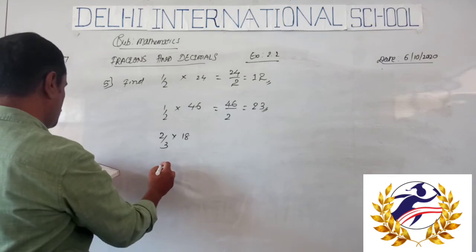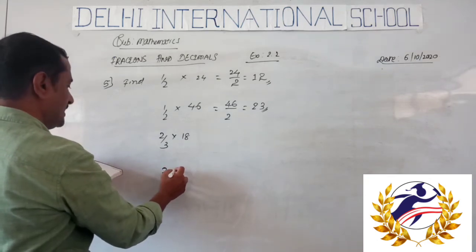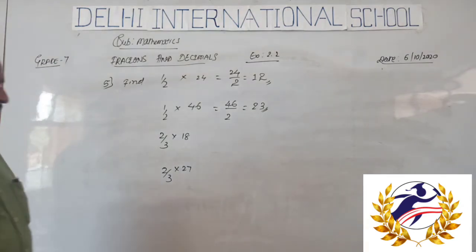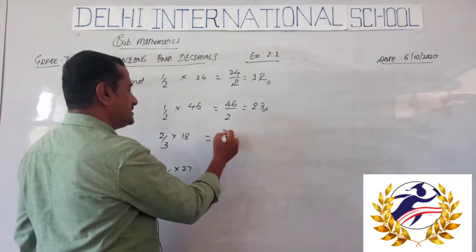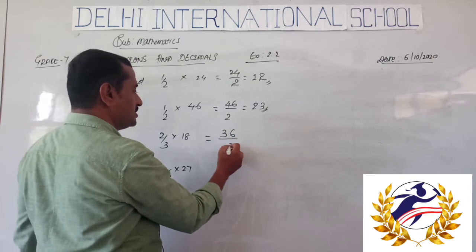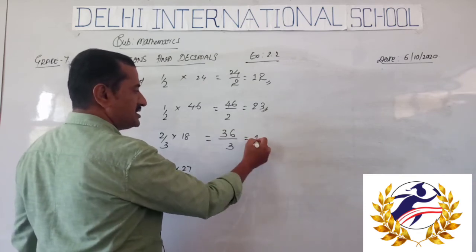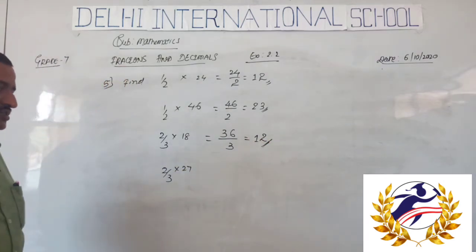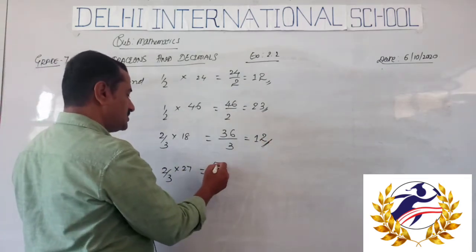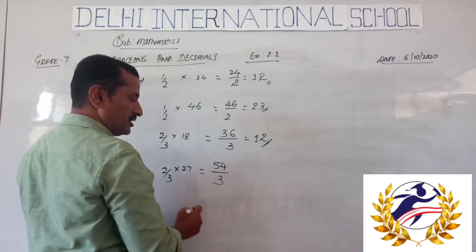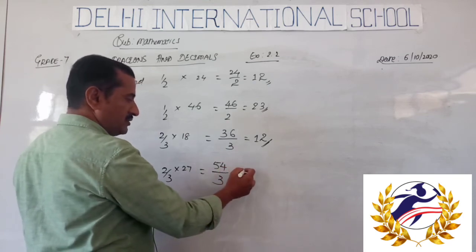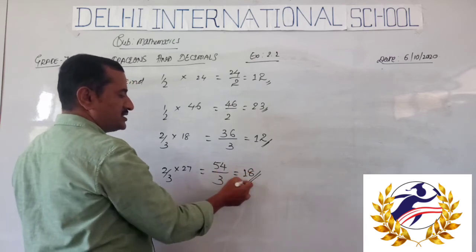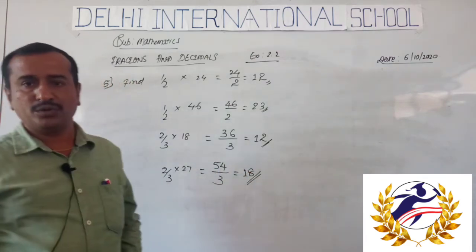Okay. Next one, 2 by 3 of 18 and 2 by 3 of 27. This is also the same method. 2 18s are 36 divided by 3. So 3 1s are 3, and 3 2s are 6. So 12 3s are 36. The answer is 12. 27 2s is 54 divided by 3. So 3 1s are 3, 2 remains 24, 3 8s are 24, 18 3s are 54. This is how you have to do.